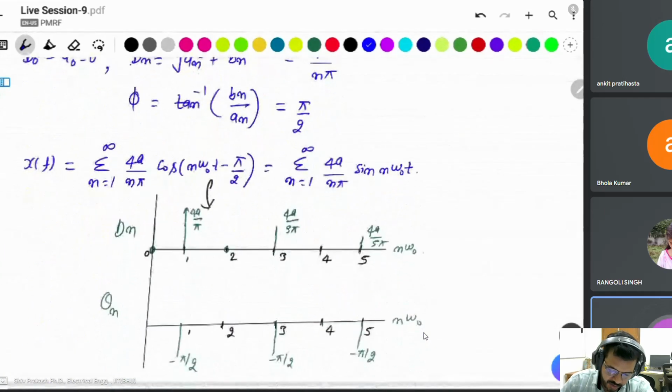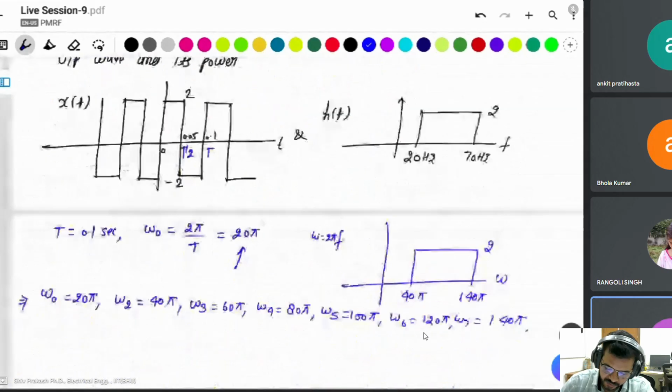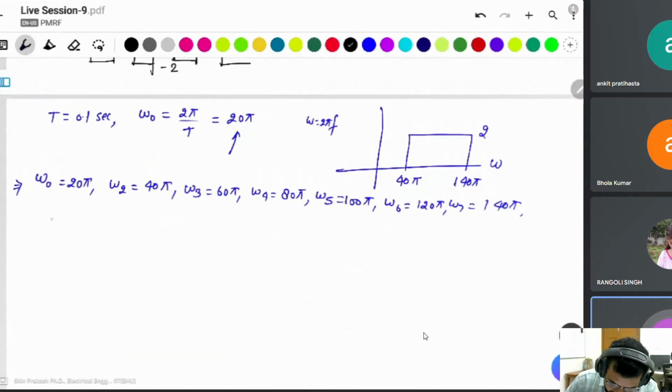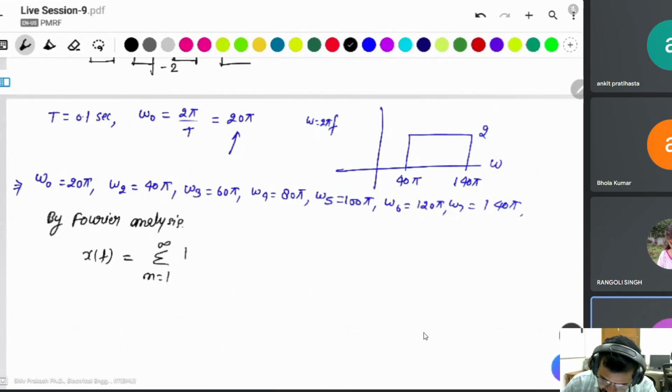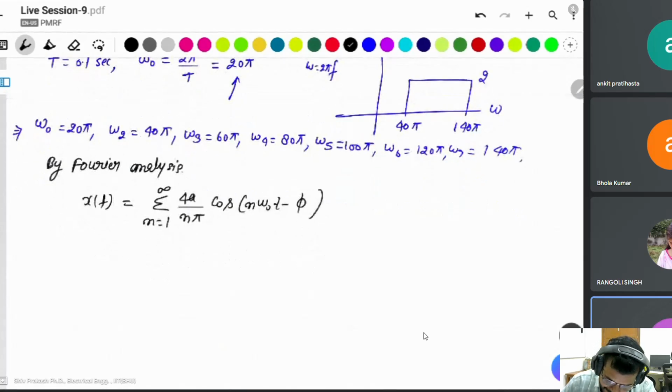And the real representation of this one is xt equal to the summation of n equal to 1 to infinity of 4a by n pi cos of n omega naught t minus pi by 2, by the Fourier series analysis. This is written as n equal to 1 to infinity 4a by n pi cos of n omega naught t minus phi. Here a is equal to 2, so this will be the summation of 1 to infinity of 8 by n pi cos of n omega naught t, and phi is equal to pi by 2.